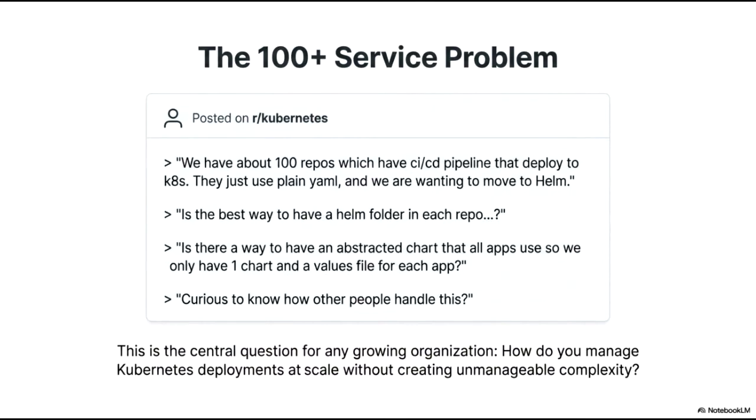Welcome, everyone. Today, we are going to discuss a common hurdle for engineering teams as they scale, the 100-plus service problem. This post from the Kubernetes community perfectly summarizes the dilemma. The organization has reached a point where they have over 100 repositories, each deploying to Kubernetes using plain YAML. As they transition to Helm, they are questioning the best path forward.